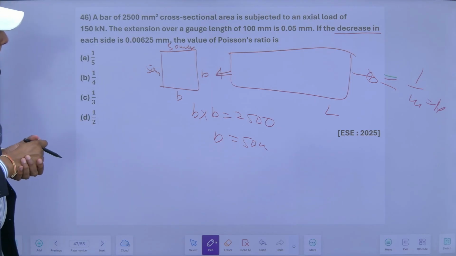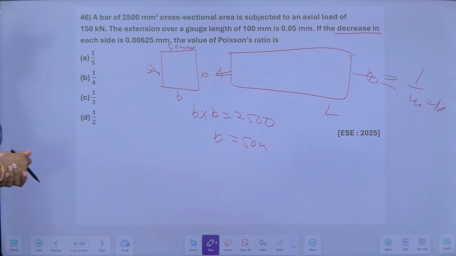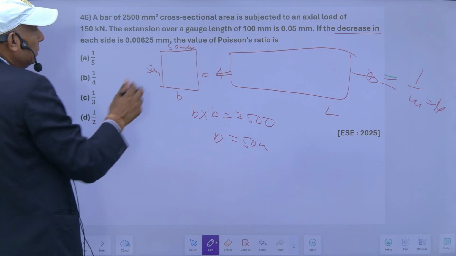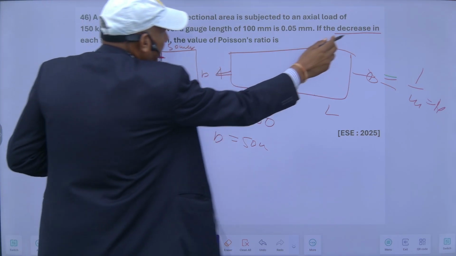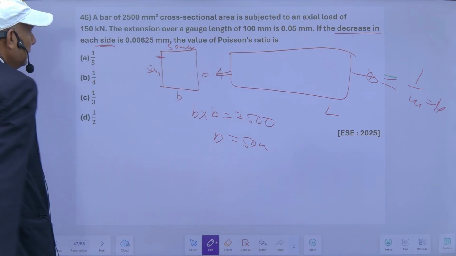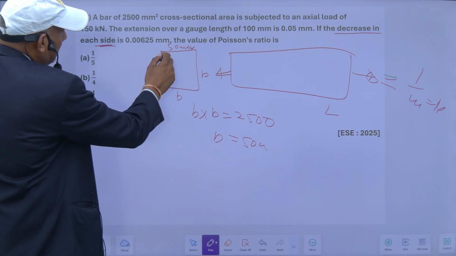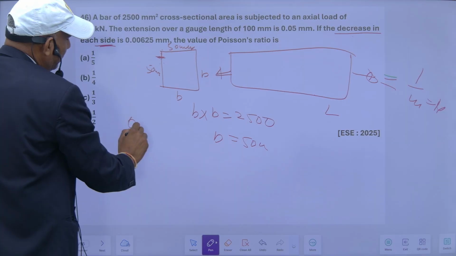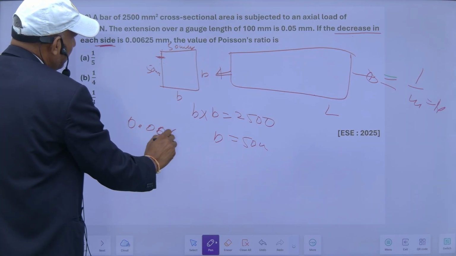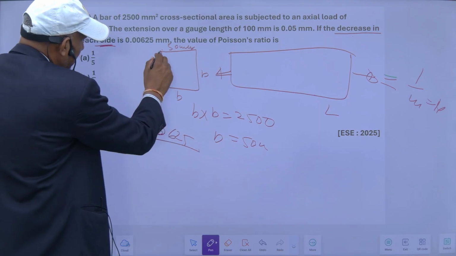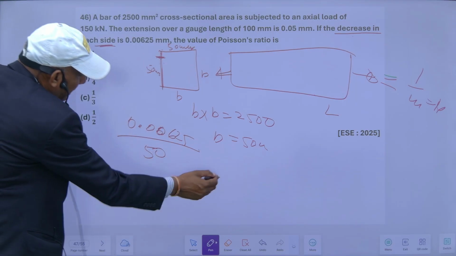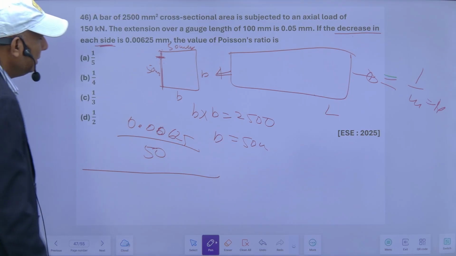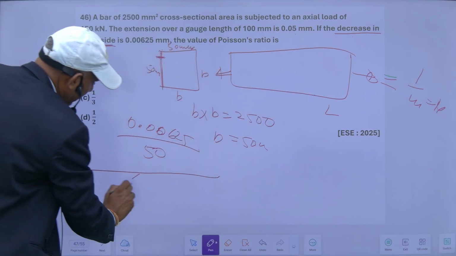So in this case, if I want to know the decrease in each side, in the lateral directions, change in side is equal to this much divided by this, which is the original length. This will give lateral strain divided by longitudinal strain is equal to delta L upon L.